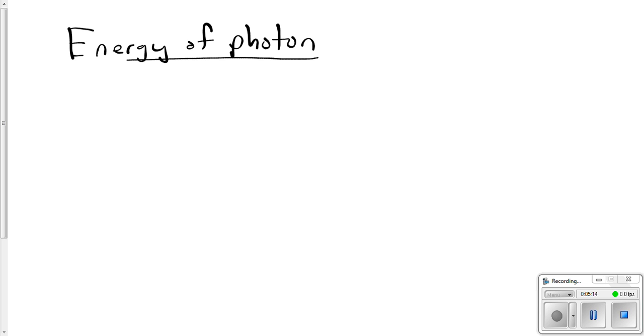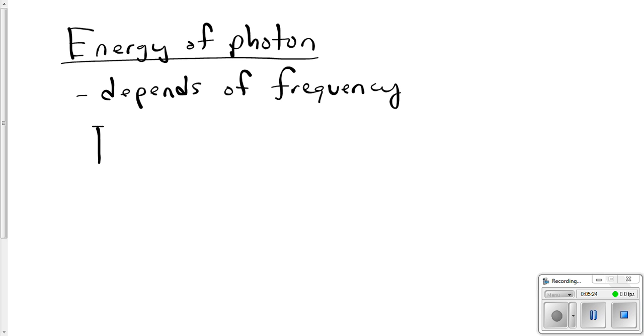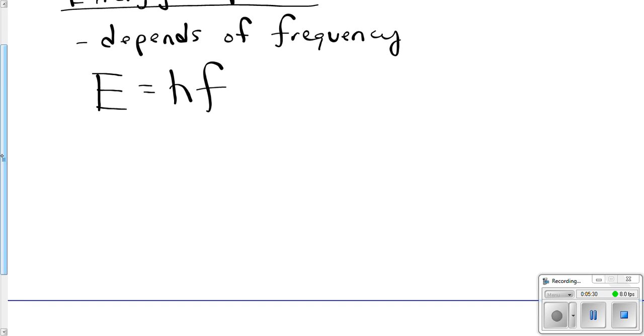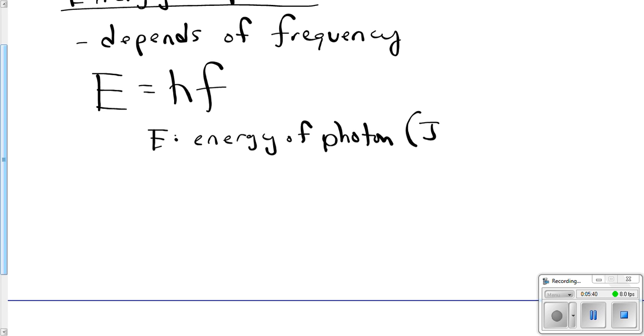Now, the energy of that light, the energy of a photon, depends on its frequency. The energy of a single photon equals hf. E in this case is the energy of a photon. This energy can be given in two units, joules or electron volts. We'll talk about electron volts later. h is Planck's constant. It's got a c in it.